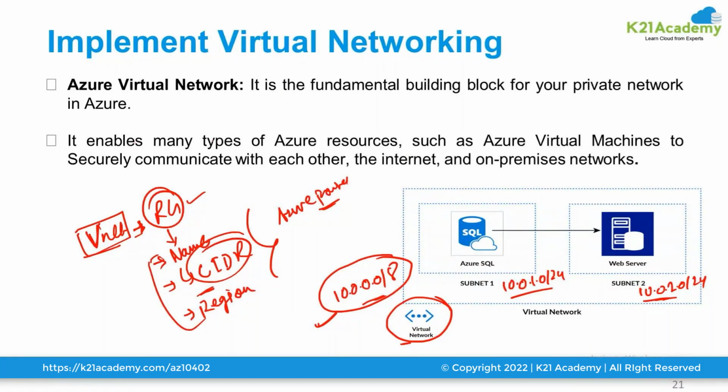It is a fundamental building block for your private network in Azure, right? It enables many types of Azure resources such as Azure virtual machines to securely communicate with each other, the internet and on-premises networks. How you can make sure it is securely communicating? You are using something called NSG, which we will discuss now.